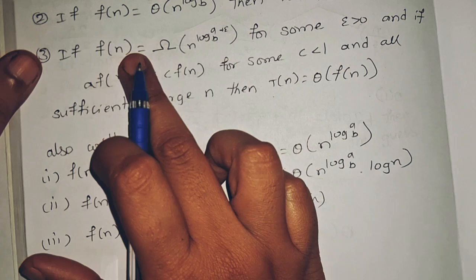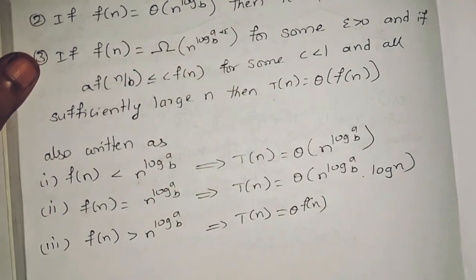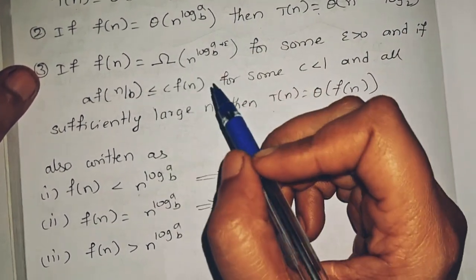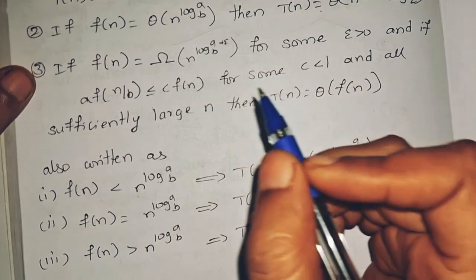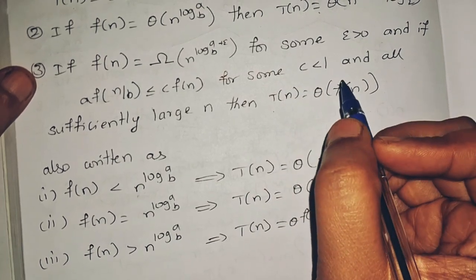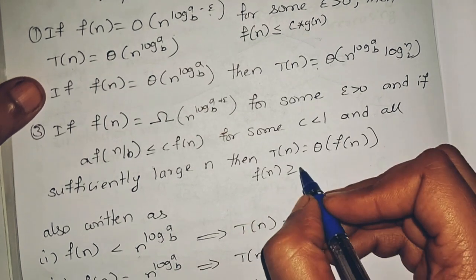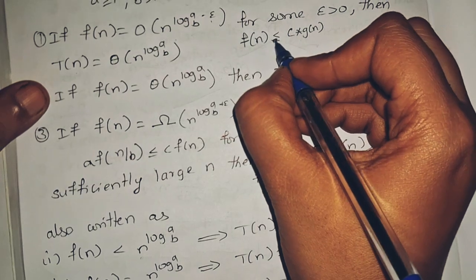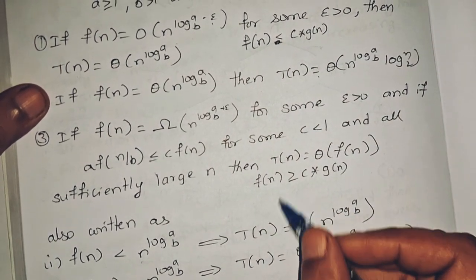And third case, f of n equals omega of n power log a plus epsilon base b. So we know that omega is the best case, right? So it is the best case of the algorithm, or it is the lower bound of the runtime of the algorithm. So which is mentioned as f of n greater than or equal to c into g of n. So this is not less than or equal to c into g of n, but greater than or equal to c into g of n. Then this formula will apply.